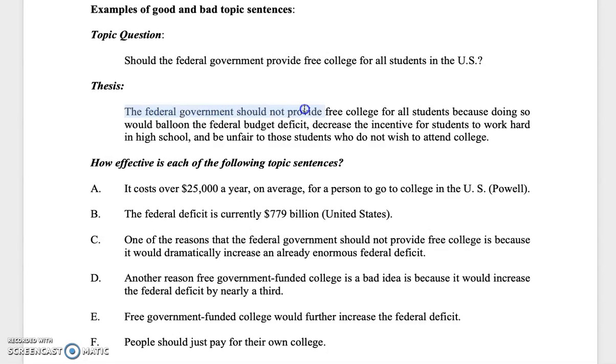So we have our stance here. The federal government should not provide free college for all college students, so that's the stance. Then we have because, and then we have the reasons. Doing so would balloon the federal budget deficit, decrease the incentive for students to work hard at high school, and be unfair to those students who do not wish to attend college. So those are specific parallel reasons why the government should not provide free college.